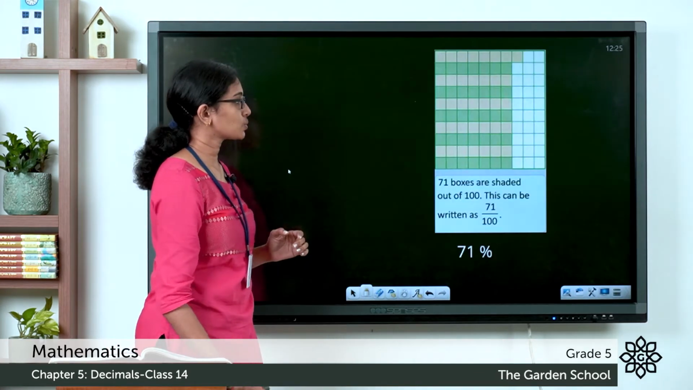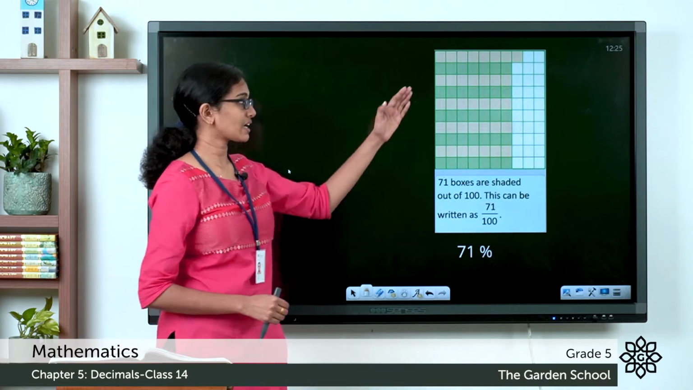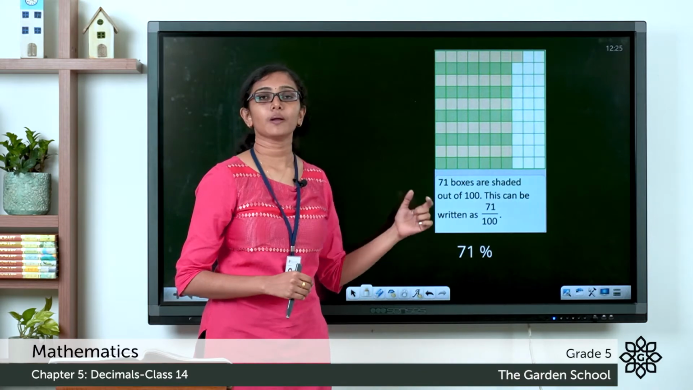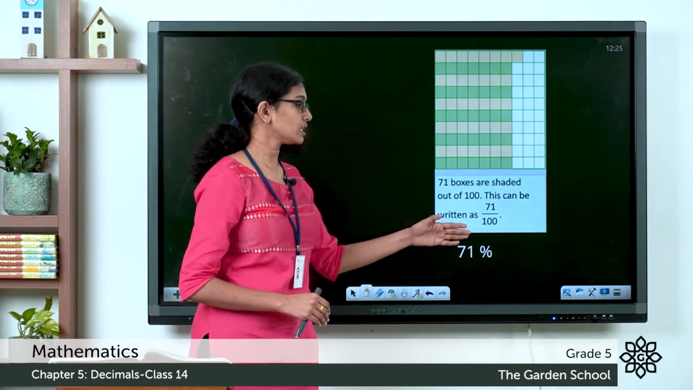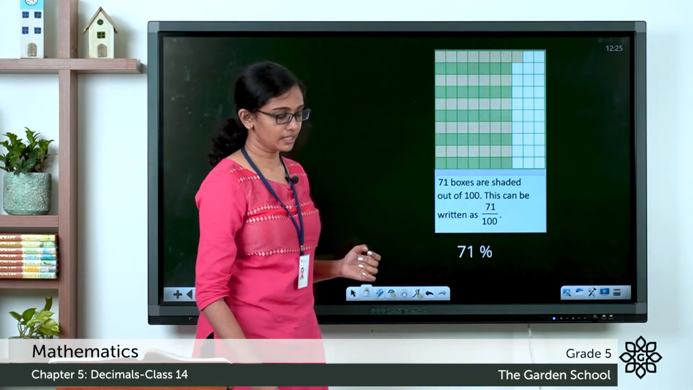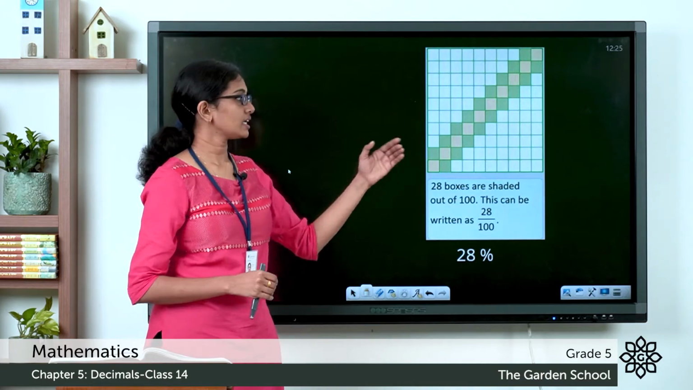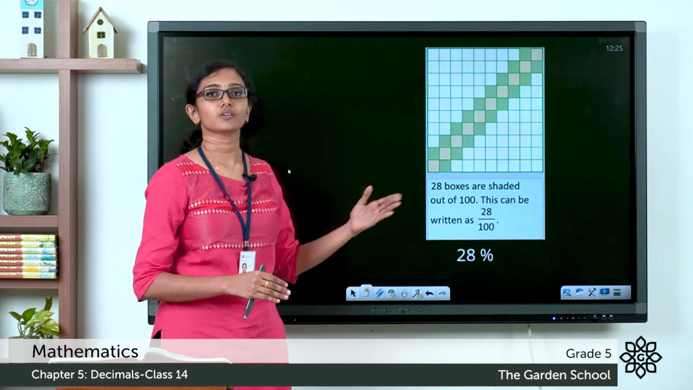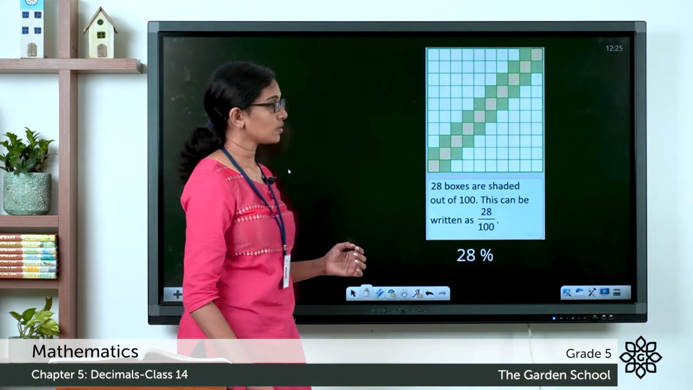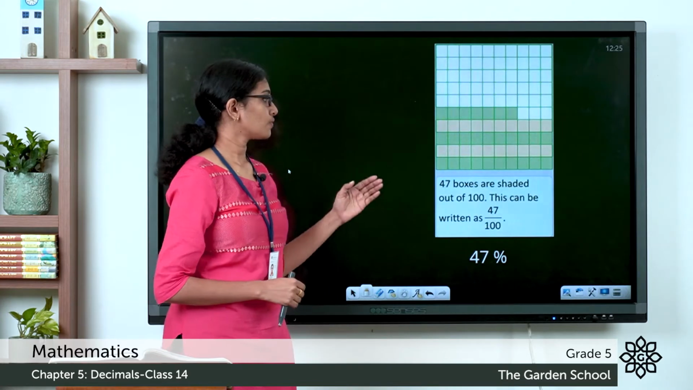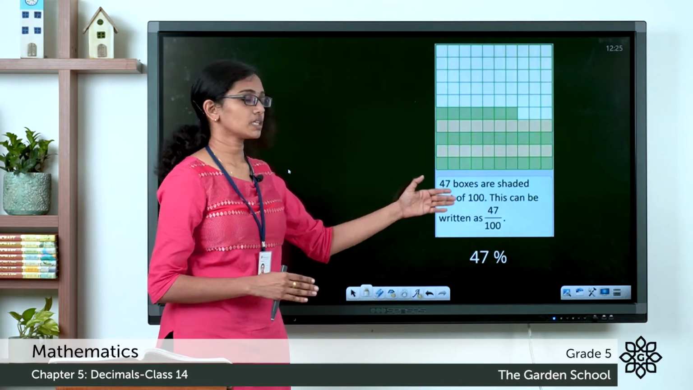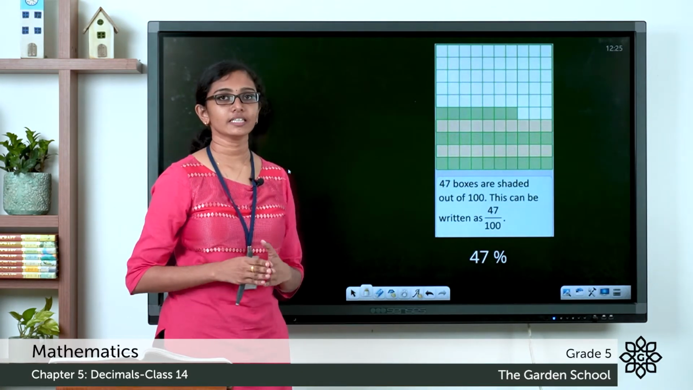So let's look at the pictures once again. This was the first picture where 71 boxes out of 100 were shaded. So here the fraction is 71 by 100, or you can say 71% of the boxes are shaded in this case. Similarly, this is the second picture. Here 28% of the boxes are shaded, which means 28 out of 100 boxes are shaded. Now this is the third picture. Here 47 boxes out of 100 were shaded, which means 47% of the boxes are shaded in this case.